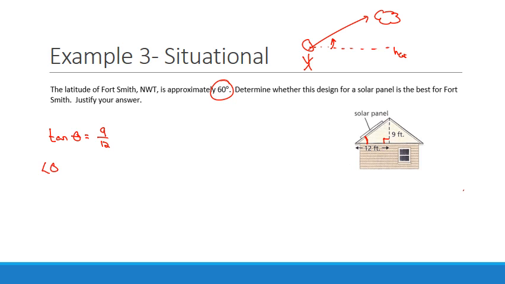And now based on this fact that the tangent ratio from this angle theta is 9 over 12, we can then find angle theta. So angle theta is going to be equal to the inverse tan, 9 over 12. Again, we're really just meaning to our calculator, go backwards. And that would work out to be 36.87, meaning that this is not the best design. Okay? Not the best design.